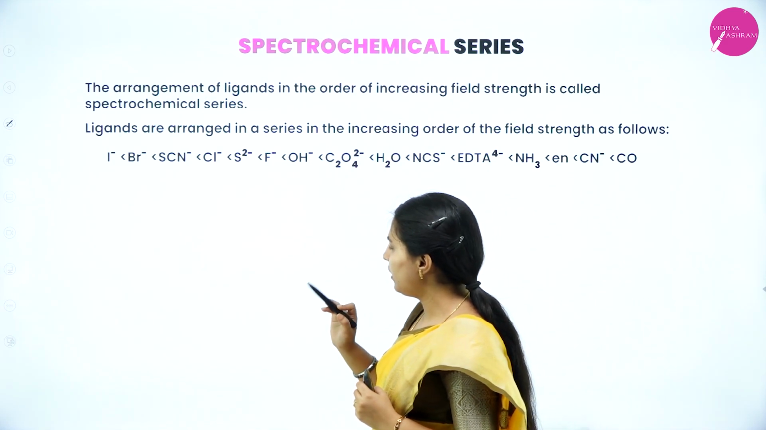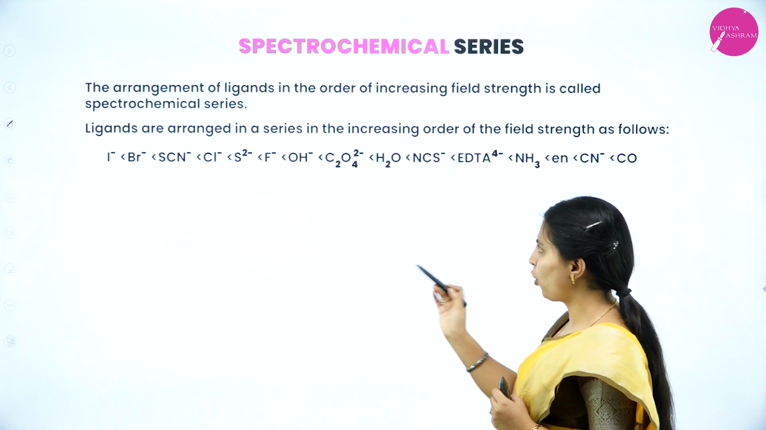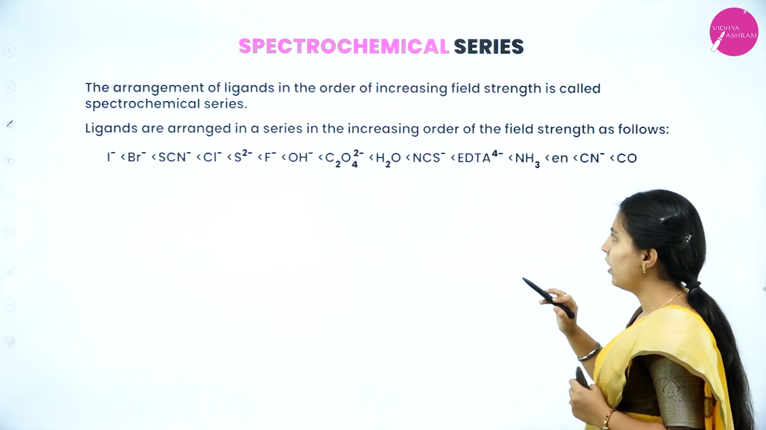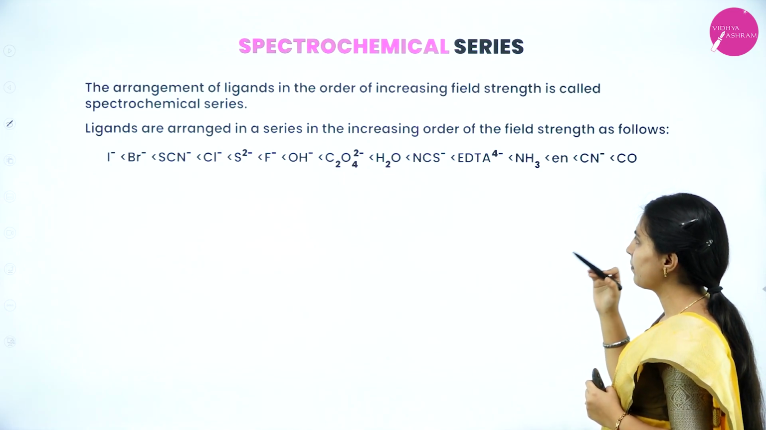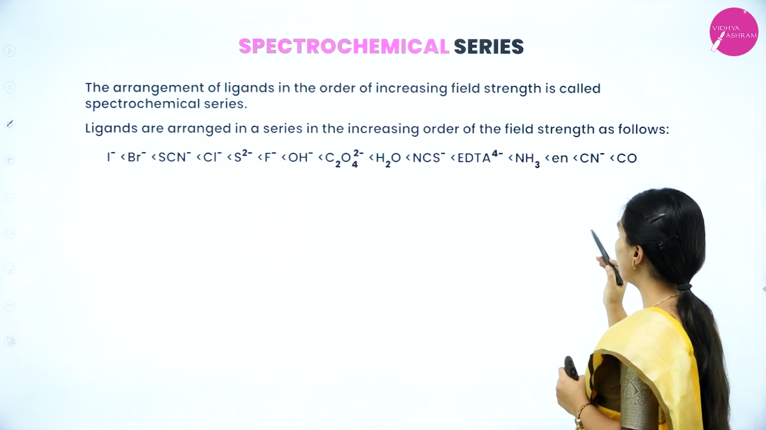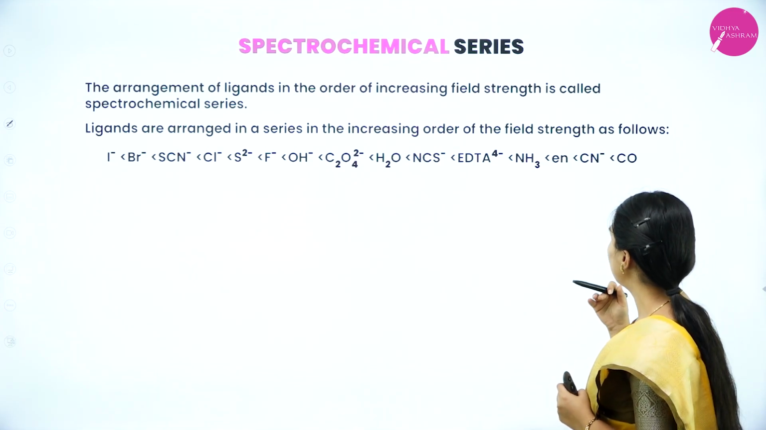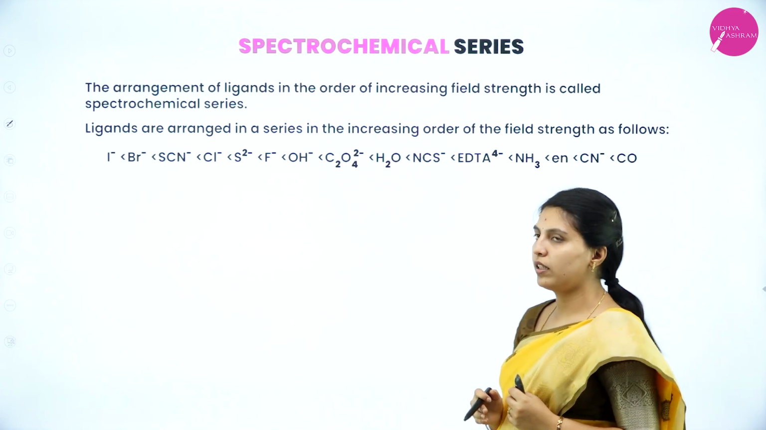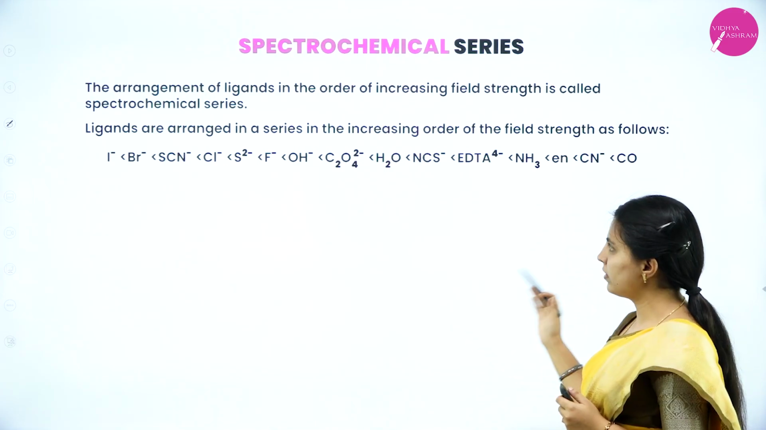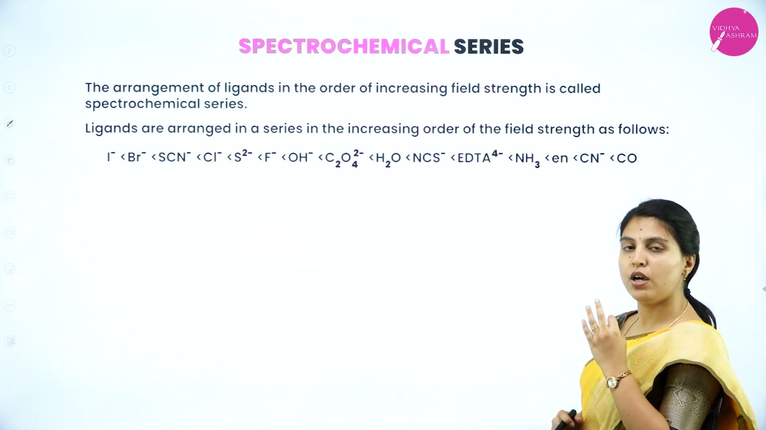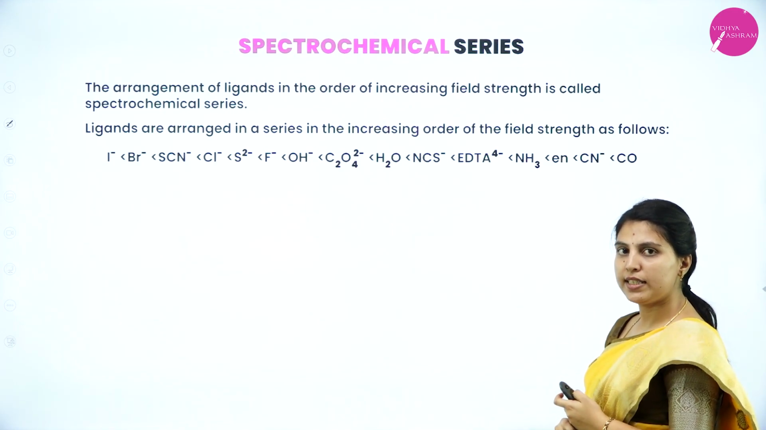Least is iodine, next bromine, thiocyanate, chlorine, sulfate, fluorine, hydroxyl, chromate, water, thiocyanate, okay, EDTA, ammonia, ethane-1,2-diamine, and this is cyanide and carbonyls. Okay, this is about how ligands are arranged in a series in the increasing order of their field strength.